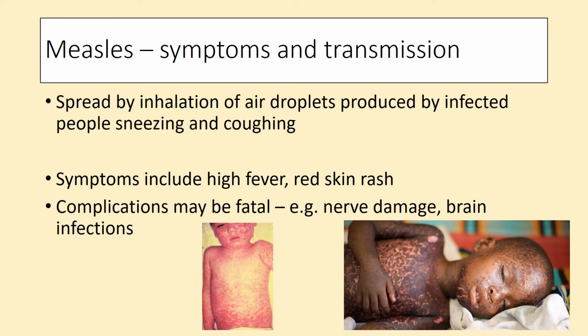Now, measles can be spread through the inhalation of air droplets, and that can be caused by people sneezing or coughing around you. The symptoms of measles are a high fever and red skin rash, as you can see in the pictures below, and there can be some complications involved in measles that can lead to nerve damage, brain infections, and even potentially death.